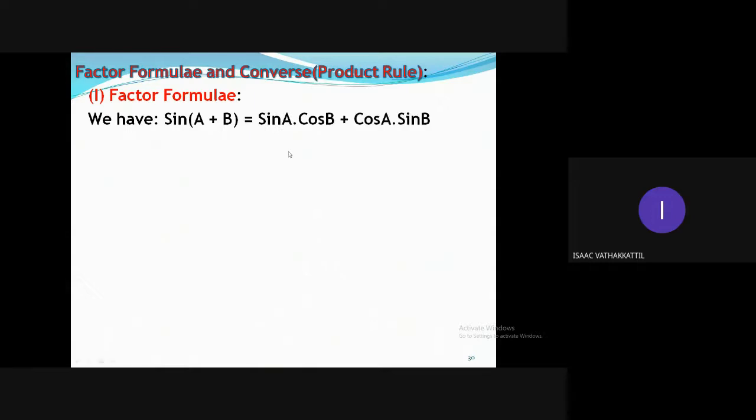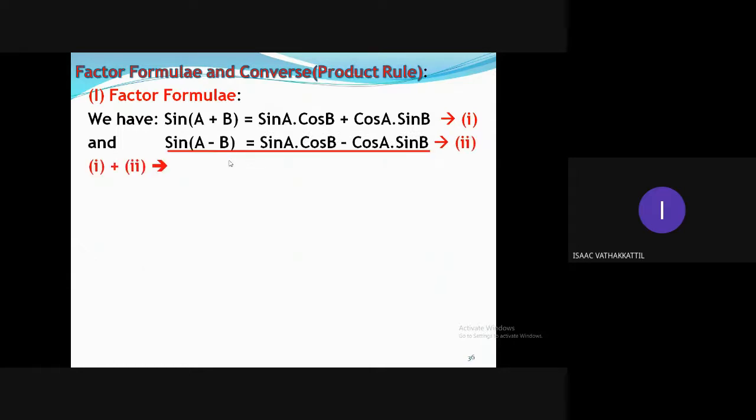We call it the factor formula and converse. Factor formula is also known as product rule. We are going to factorize a few terms. Just the derivation part you can ignore, but I am just bringing out how we are going to get it. Sin(a+b) we know: sin a cos b plus cos a sin b. And sin(a-b) we know: sin a cos b minus cos a sin b.